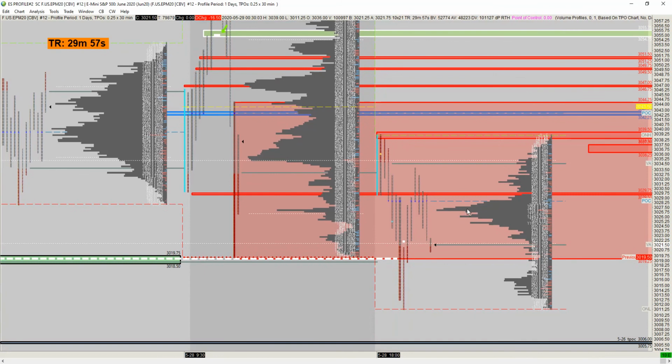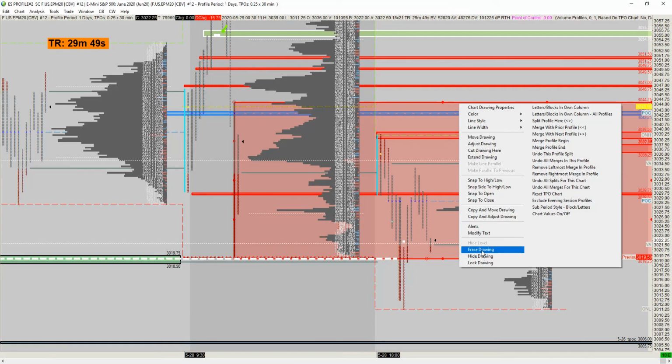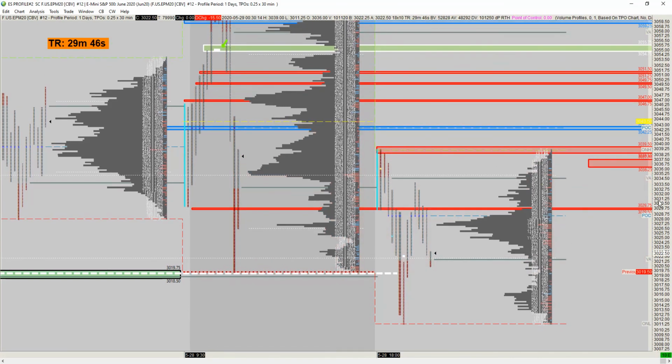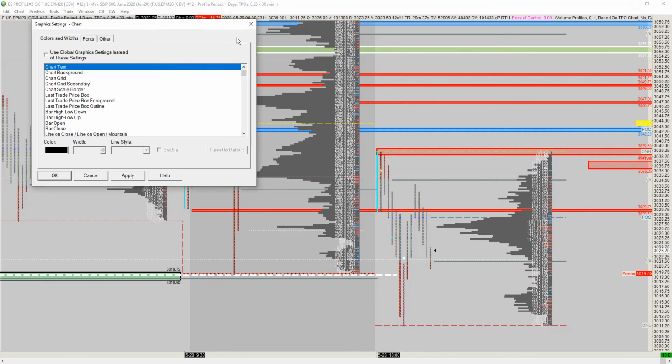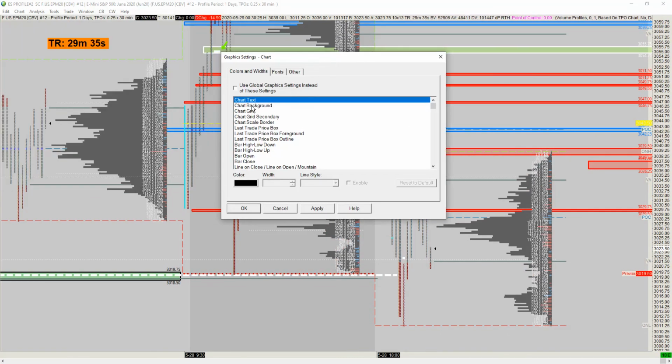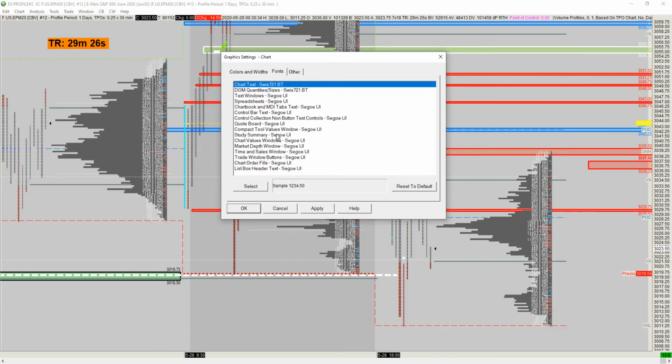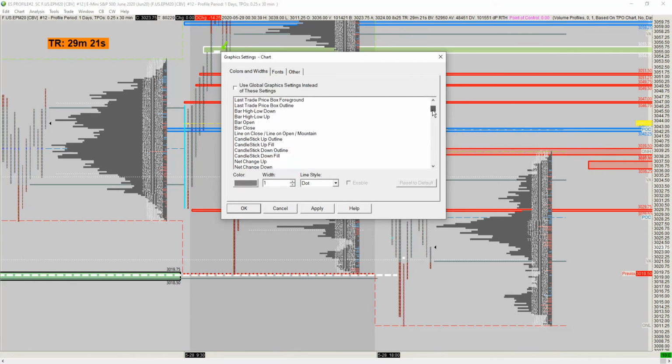Yeah, look, send me screenshots, and we could look at stuff. You go to chart, graphic settings, chart, and then you could play with the chart. The text and the font should be there too. Yeah, the font is right there. You can play with the coloring of your bar charts and all that.